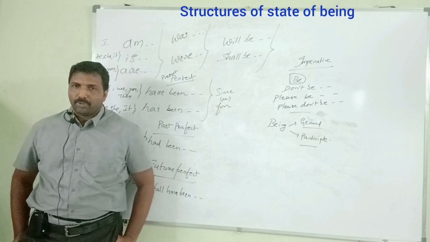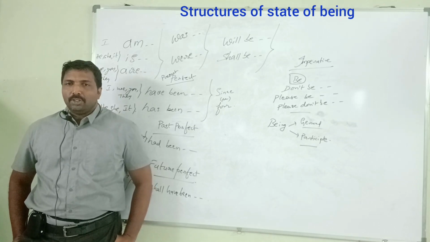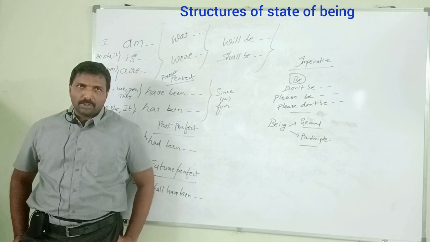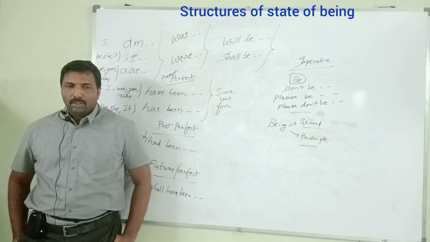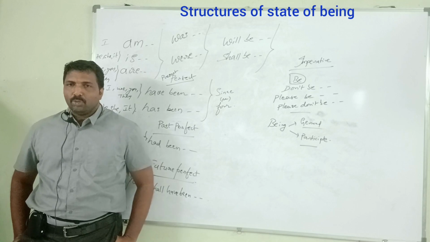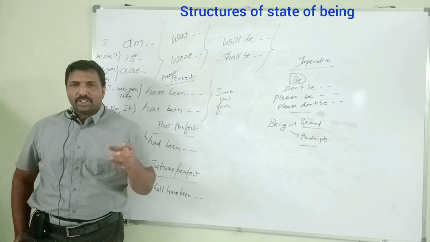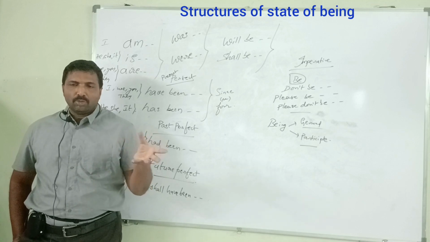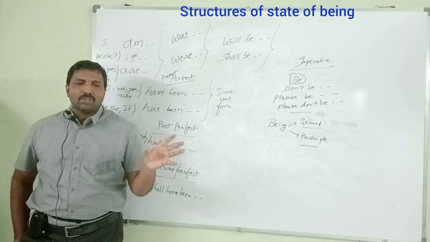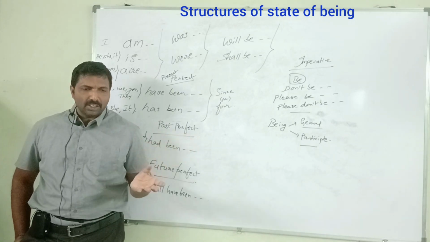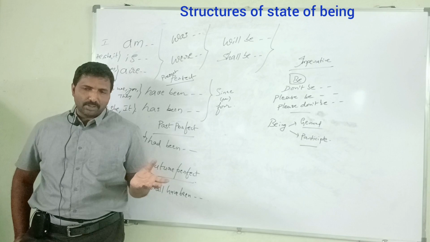Is it not? Subject and predicate. What is the subject in the sentence and what is the predicate in the sentence? See, coming to subject, whoever or whatever, state of being is expressed. Mohan is a singer. We are talking about Mohan. Mohan's state of being is expressed by using the state of being verb is.